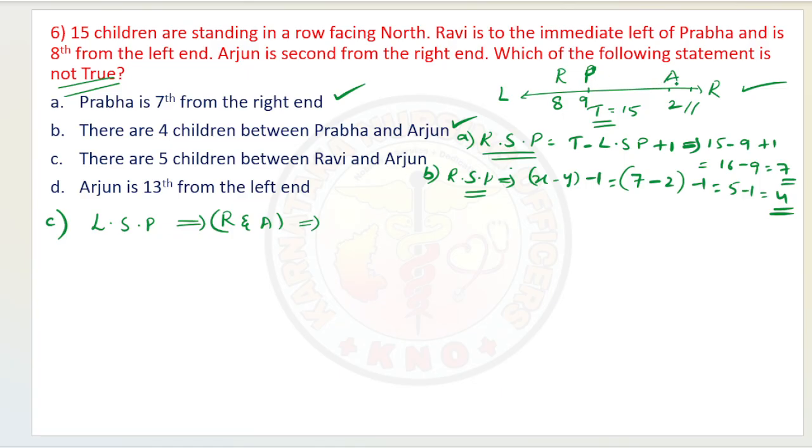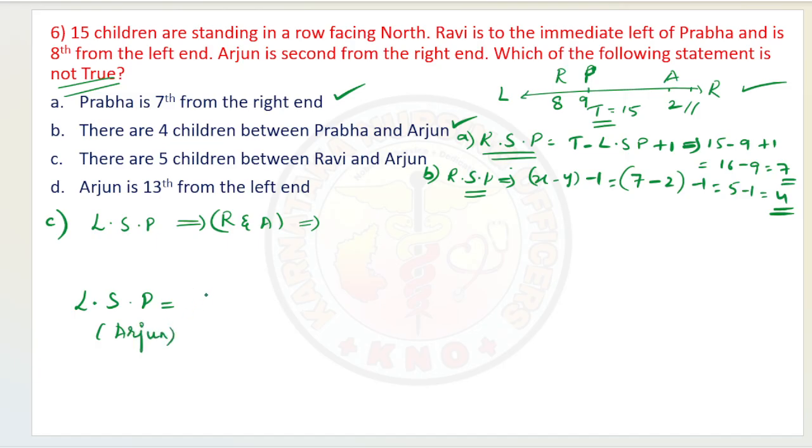Arjun's left side position, because in the fourth statement Arjun is 13th from the left hand. So for this also we need to calculate the left hand position of Arjun. So better calculate Arjun's left hand position. Already the left hand position of Ravi is given. Okay. Now let us calculate the left side position of Arjun.